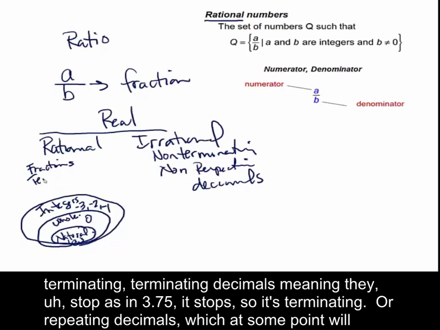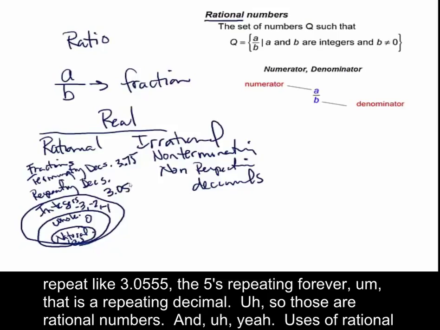We have terminating decimals, meaning they stop, as in 3.75. It stops, so it's terminating. Or repeating decimals, which at some point will repeat, like 3.0555. The 5's repeating forever. That is a repeating decimal. So those are rational numbers.